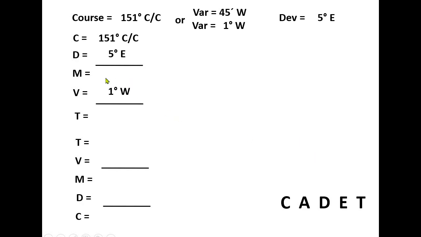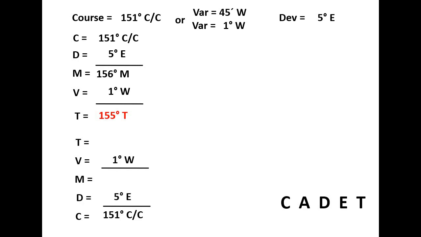Because of these givens, we can now solve the unknown. The first unknown is magnetic. So 151 and 5 east, because add east. From compass to true, add east. So 151 plus 5 is 156. Then 156 and 1 west. West is minus, because from compass to true, add east. So 156 minus 1 is 155. Okay, so reverse. Punch in on the reverse.